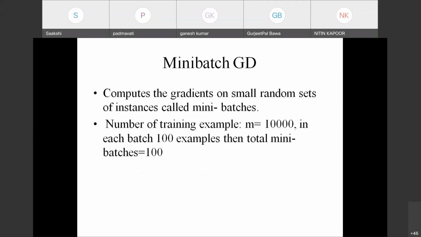Mini batch gradient descent, here I just illustrated with an example. Suppose I have these many data points, and in each batch we have 100 examples. Then how many total mini batches will it generate, or how many mini batches are we going to process, which will be 100.